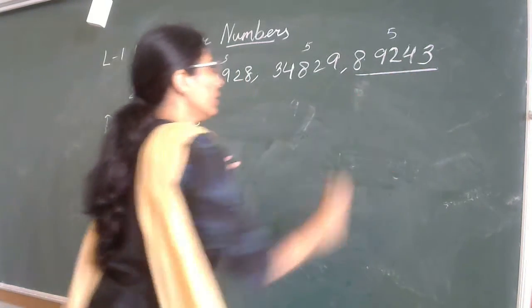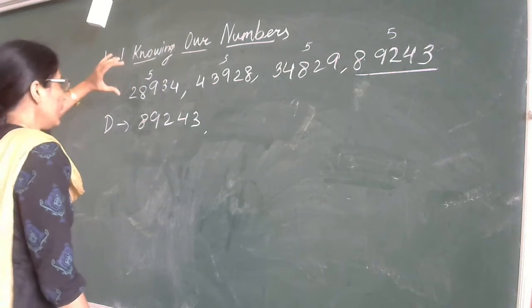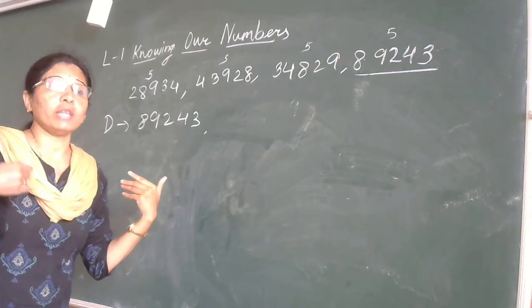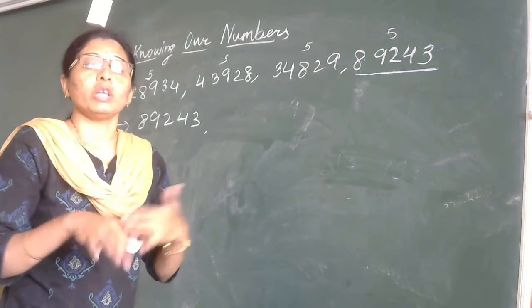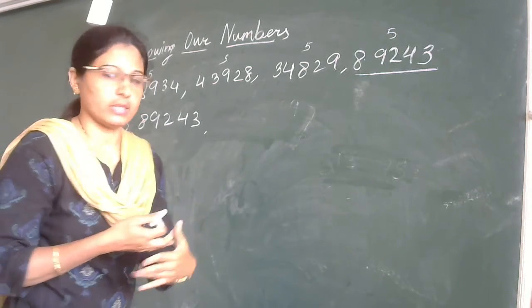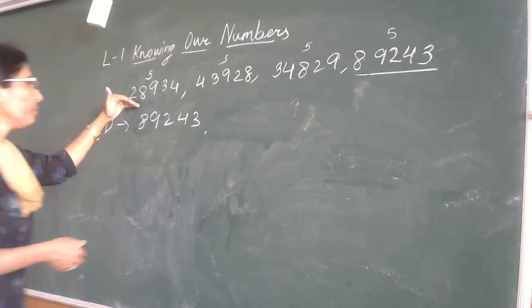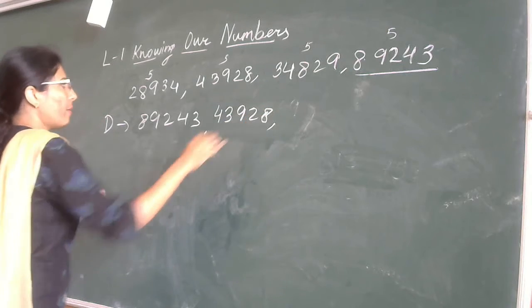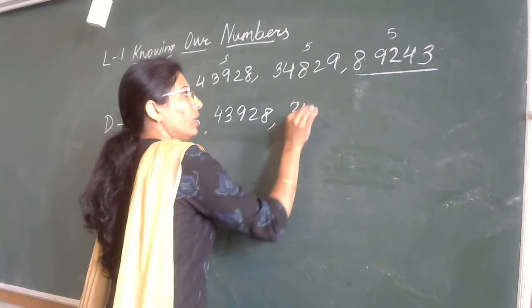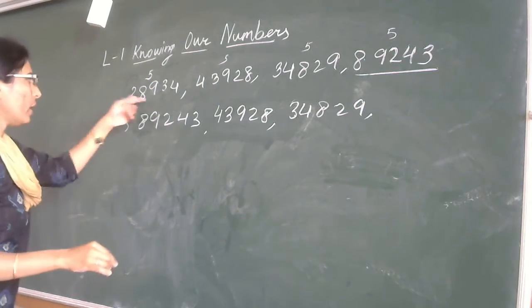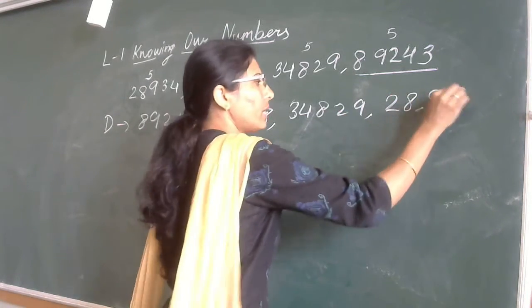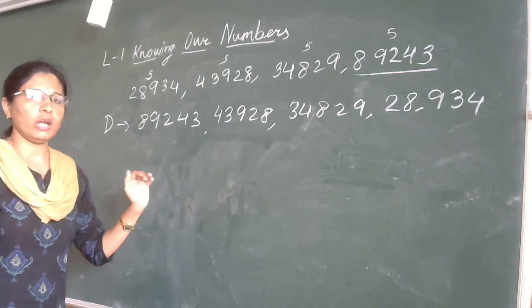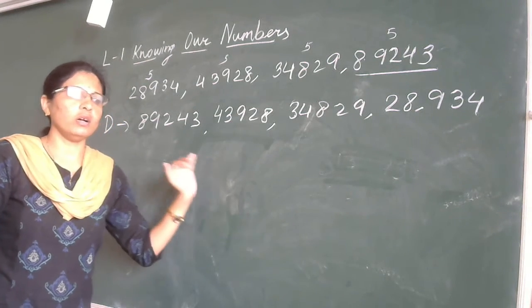Now that is over. Now there are 3 numbers. Again we see the places. Here all the 10,000 places are different. But if they are the same, we have to see the 1,000 place. If the 1,000 place is also the same, we have to see the 100 place. But in this example the 10,000 place is different, so we can directly tell that this is the second greatest number, 34,829 is third, and the smallest number is 28,934. Ascending order is vice versa, small to big. So like this we have to order the numbers.